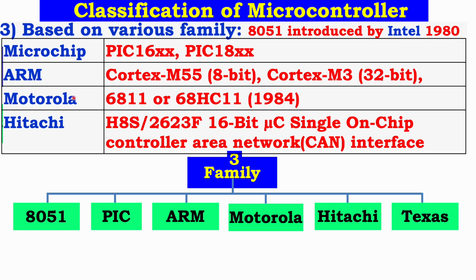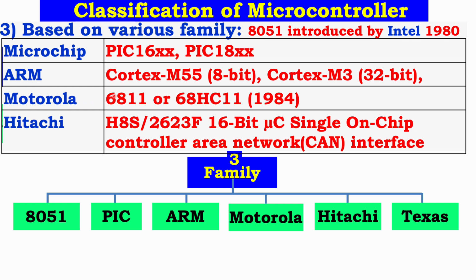After that, many companies and firms developed microcontrollers for the electronics society for different applications. One company is Microchip Corporation, which made the PIC series, PIC 16XX series and PIC 18XX series. One more company is ARM, which manufactured the 8-bit M55 Cortex series, the M3 32-bit series and so on. They manufactured 64-bit also for advanced applications.